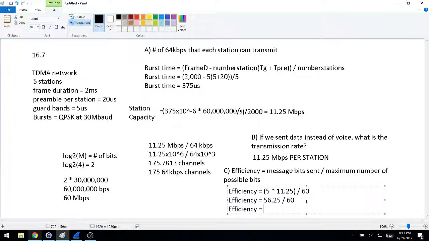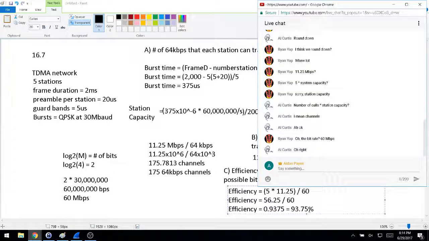It's how well we're doing in real life compared to our theoretical maximum. If we do the division and get our ratio, we have 0.9375, or 93.75% efficiency, which isn't bad, right? We're almost 94% efficient. The only way we could change that number is if we reduced, for example, the amount of preamble time or our guard time. If each station was transmitting more data, we would have a higher efficiency. But based on the math that we calculated, that's the efficiency we're looking at.